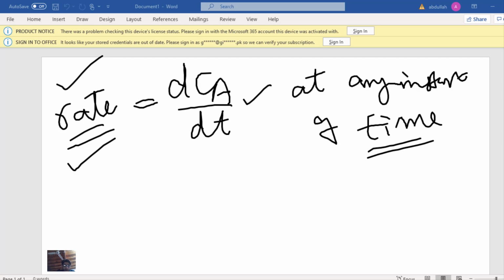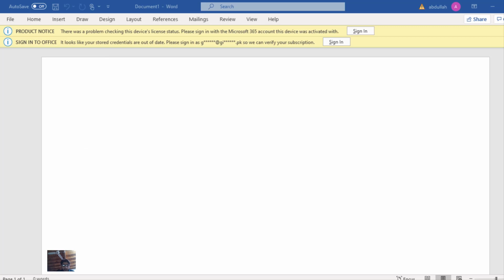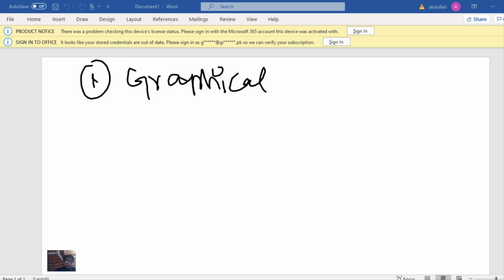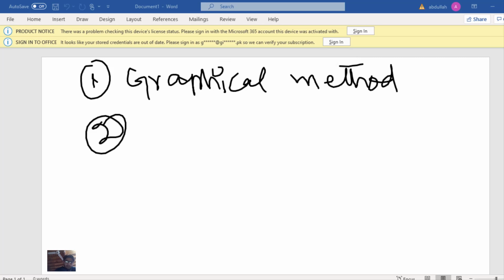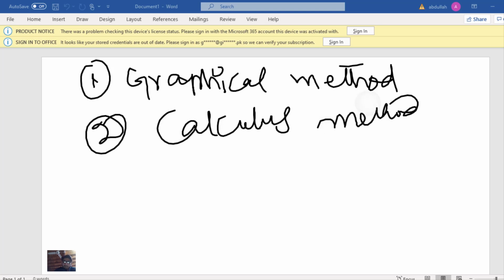Now, average rate of reaction is simple, and there are two methods to find the instantaneous rate of reaction. The first method is the graphical method. And the second one is the calculus method. We take help from calculus and determine the rate of the chemical reaction.